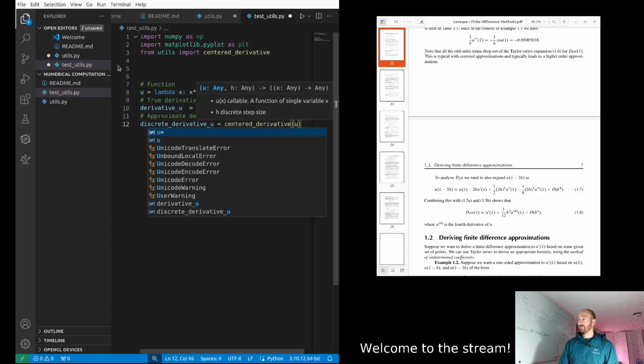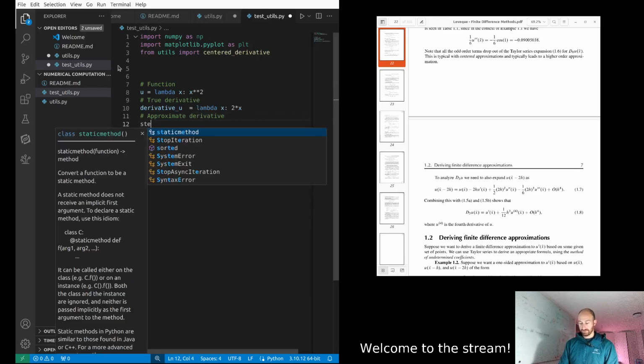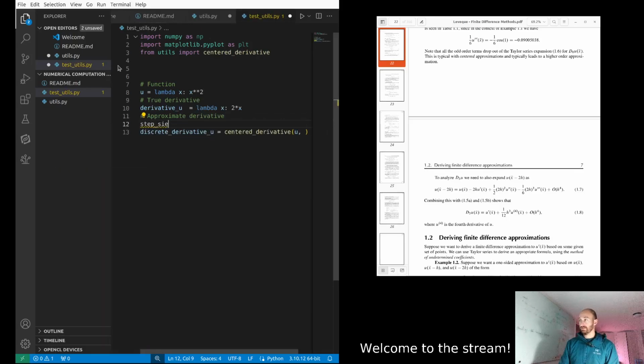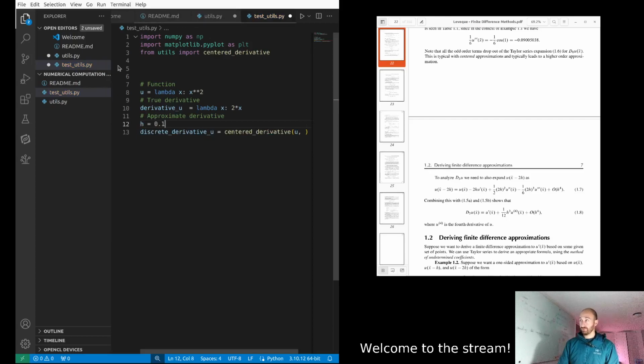I'm going to give it u. And what is the step size we're going to use? Let's call it h as we were calling it. So h will be 0.1. So step size. And then we give it to our function. Yeah. And now we have our discrete derivative function that we can call.